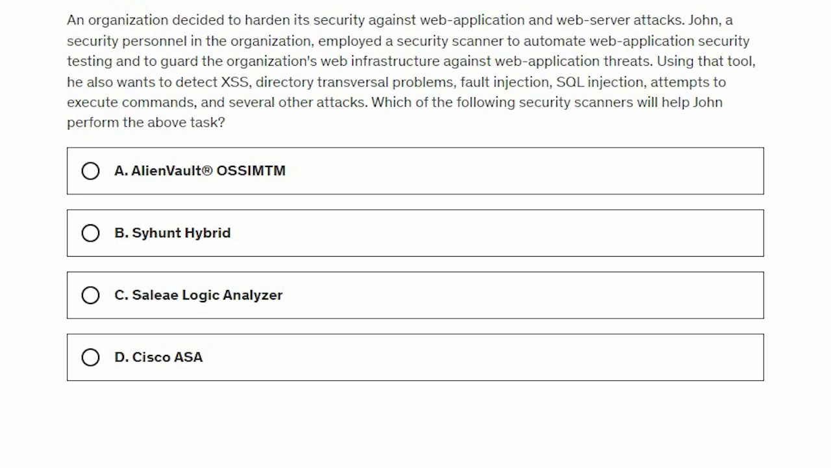A. AlienVault OSSIM. B. Sci-Hunt Hybrid. C. Sali Logic Analyzer. D. Cisco ASA. Pause the video and answer this question. The correct answer is B. Sci-Hunt Hybrid.